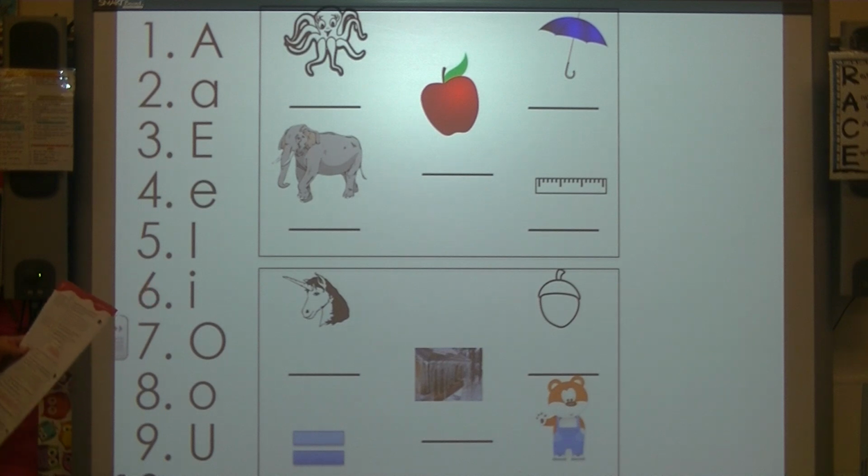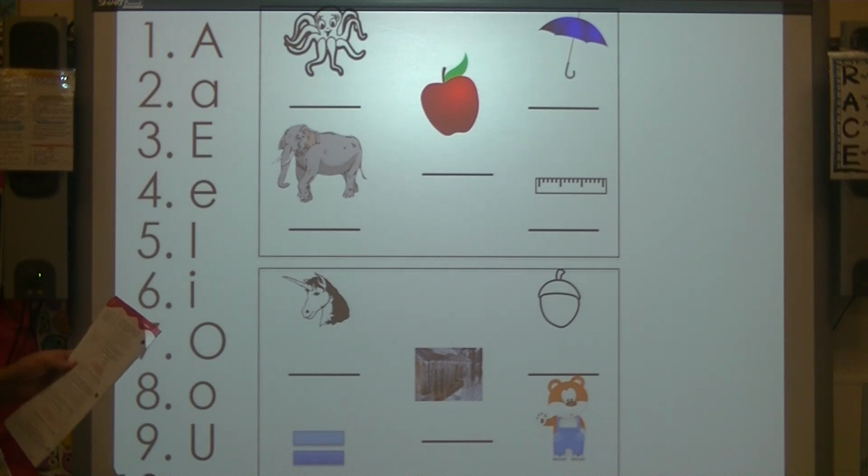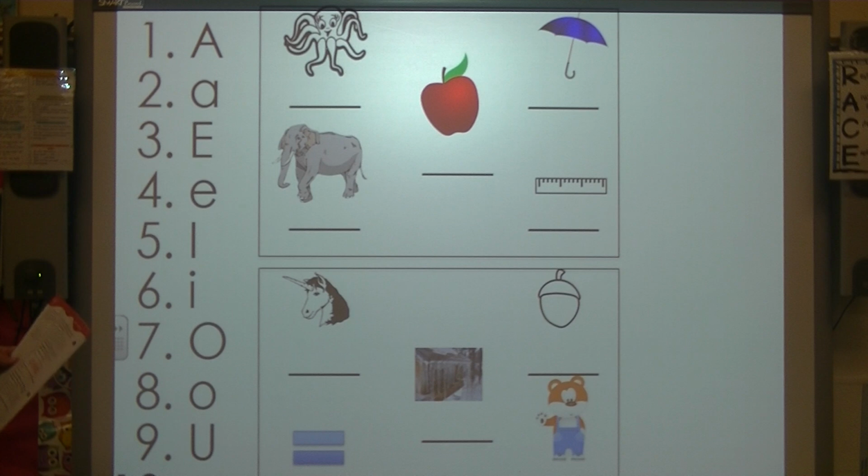Now, touch the box at the top of your paper. All right, each picture stands for a short vowel sound. You are going to write the vowel you think each picture stands for on the line beneath the picture. Listen to each picture name and echo.